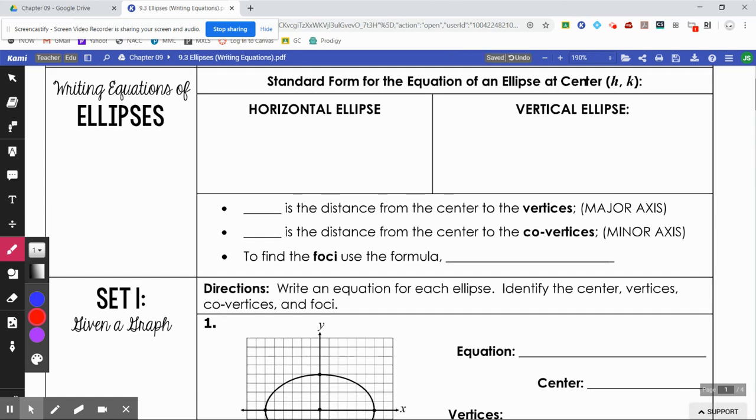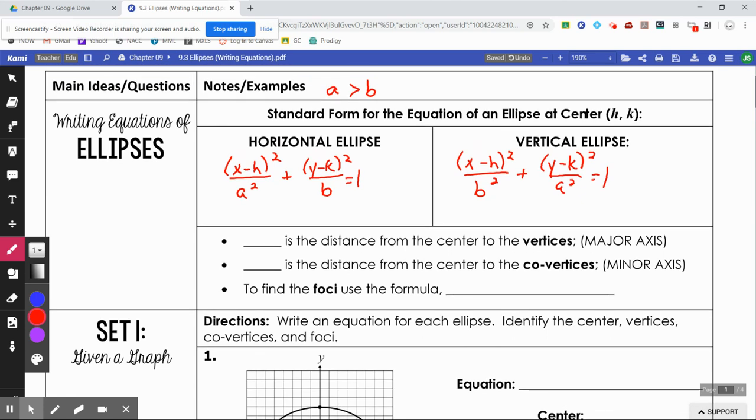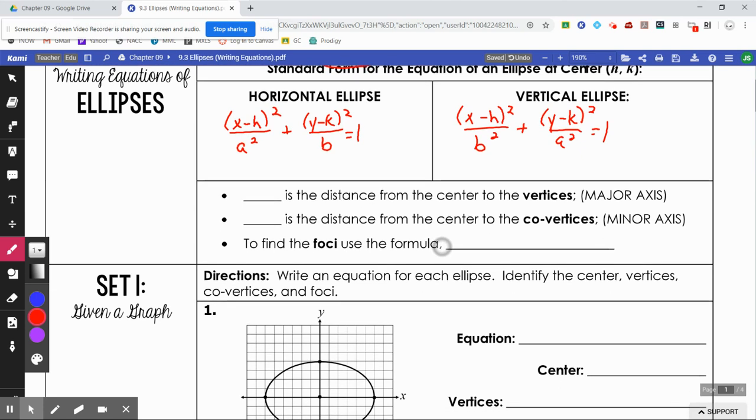So therefore, your horizontal ellipses are going to be x minus h squared over a squared. If the largest number, remember a is bigger than b, is under the x, then it's horizontal. Then you have plus y minus k squared over b squared is equal to 1. If the largest number is under the y, then it's going to be a vertical ellipse. So the b stuff is under the x, plus y minus k squared over a squared is equal to 1. Again, remember that a is bigger than b.